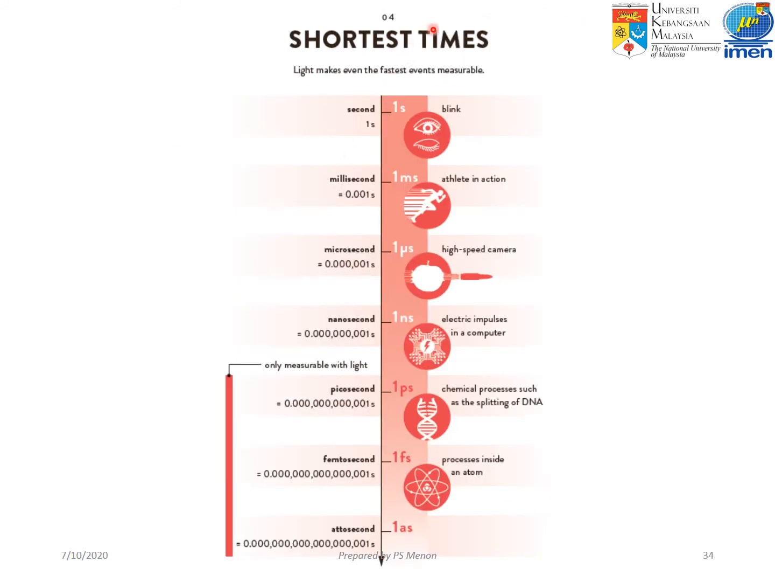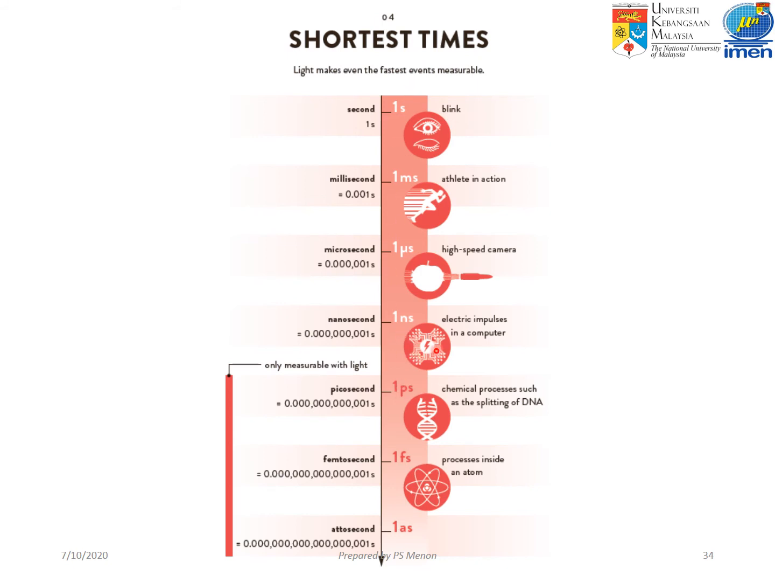Shortest time. Light makes even the fastest events measurable. How long does it take to blink an eye? 1 second. How long does it take for an athlete in action? 1 millisecond. A high-speed camera? 1 microsecond. Electric impulses in a computer? 1 nanosecond. But there are things happening in the world which take a shorter time than all this.